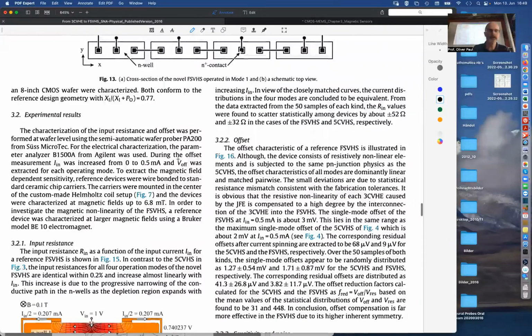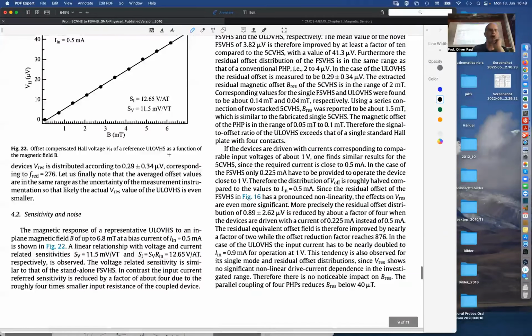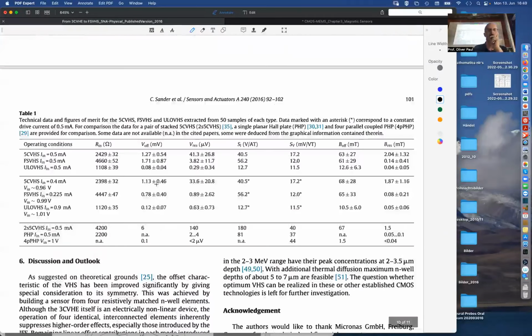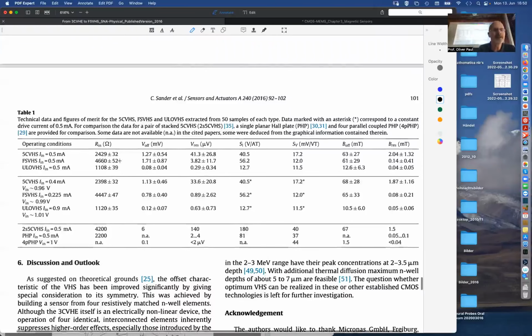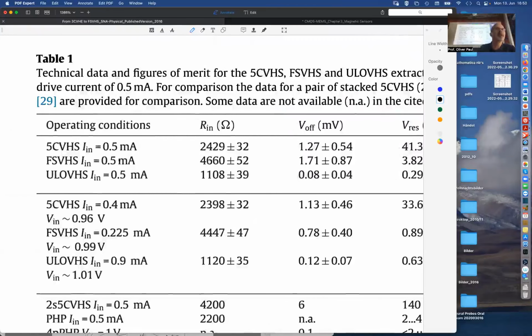So let's see, there must be a table somewhere. Yeah, so table. The 5 contact and the fully symmetric device. You can compare here. Someone read these numbers, or should I? No, you cannot. Thank you for being so frank. Yeah. So now, still, is it okay now? Barely. What about Matthias? It's better.